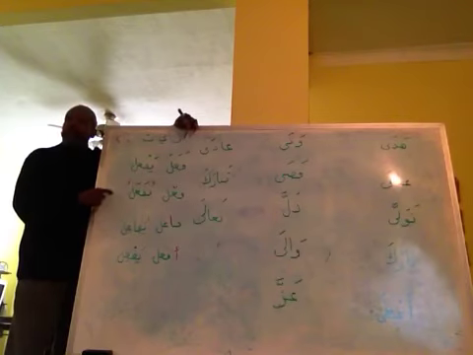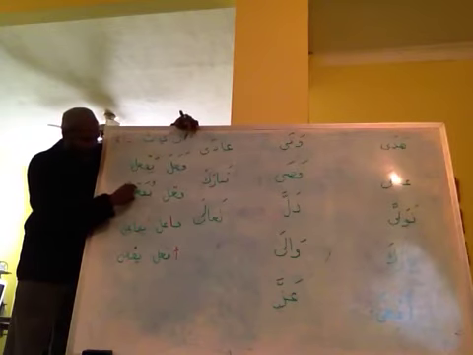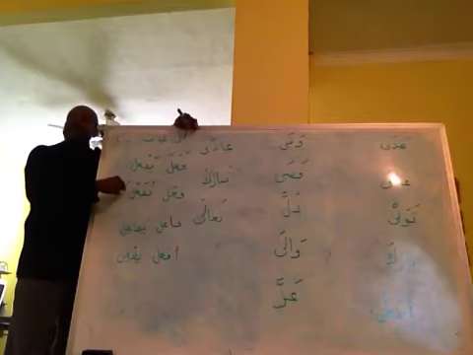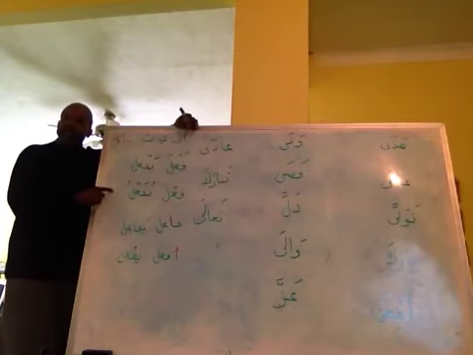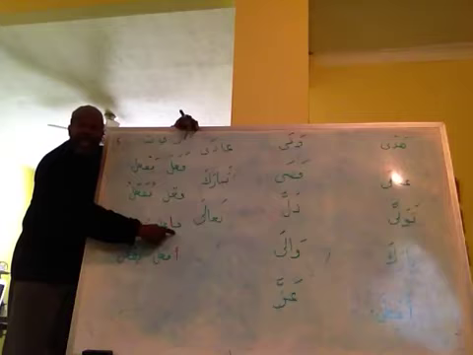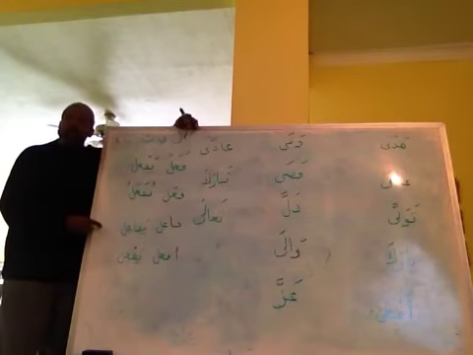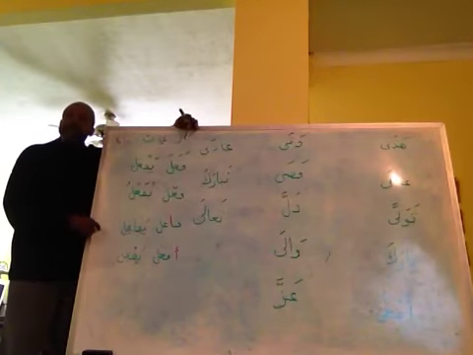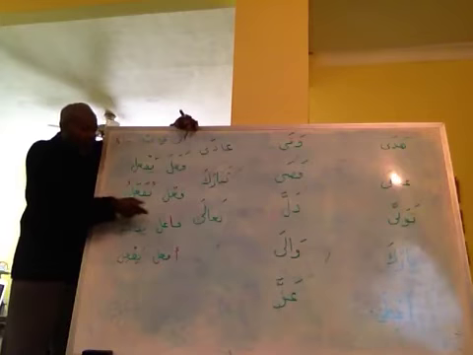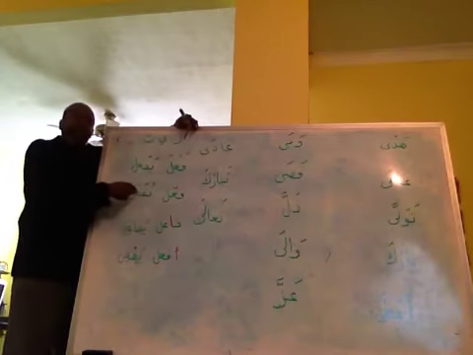So let's take fa'ala yufa'ilu. Second form, fa'il. See it? Okay? Fa'ala yufa'ilu. Fa'il. There's no need for hamzatul wasl because the fa has a vowel on it.